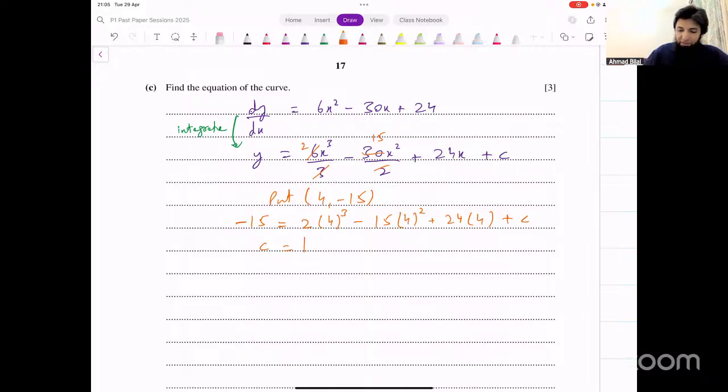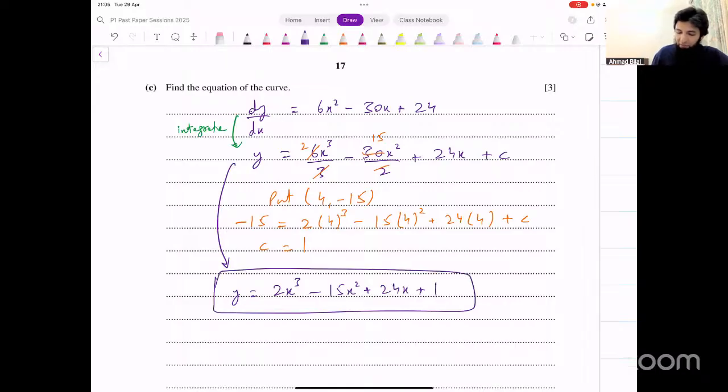Okay. C equals 1, and then we can write down the equation of the curve. Y equals 2x cubed minus 15x squared plus 24x plus 1. That's the equation of the curve that we were looking for. Okay. Can I move on? That was part C of this.